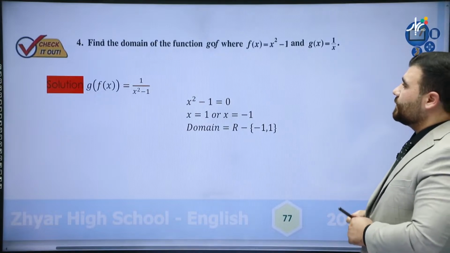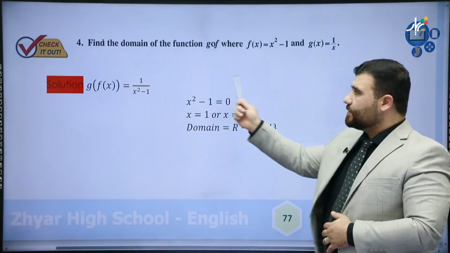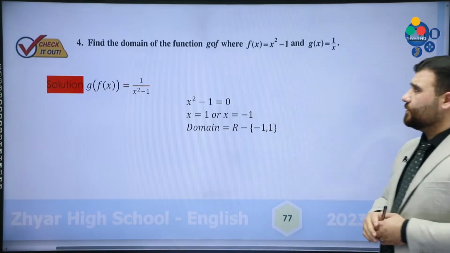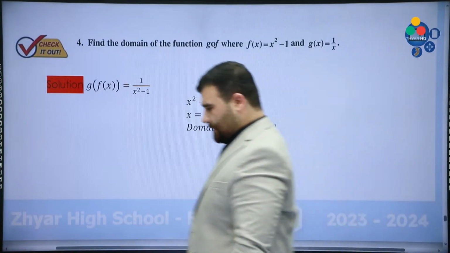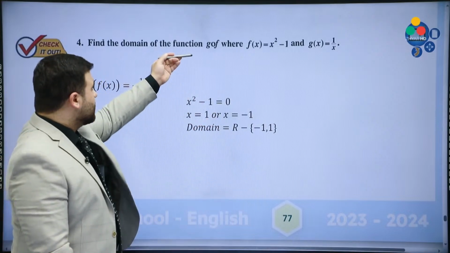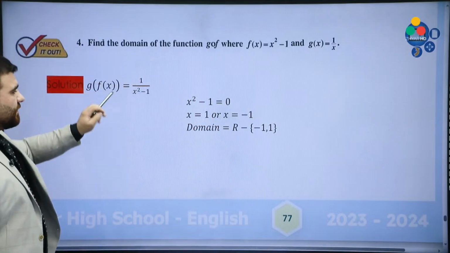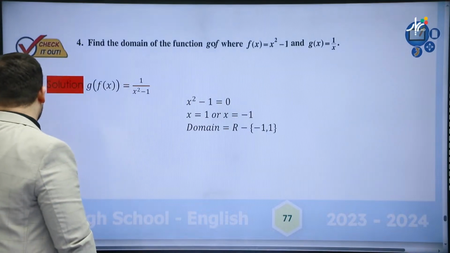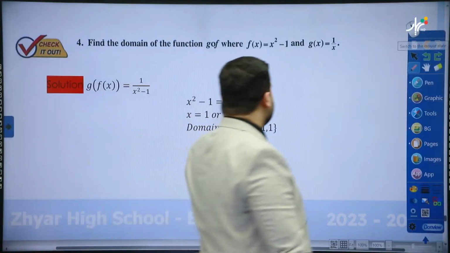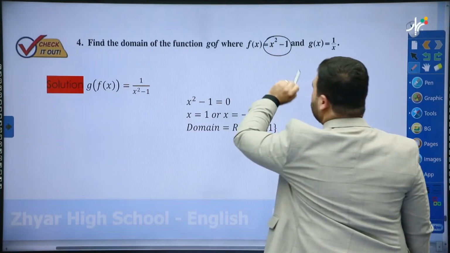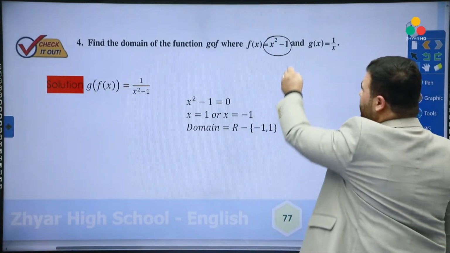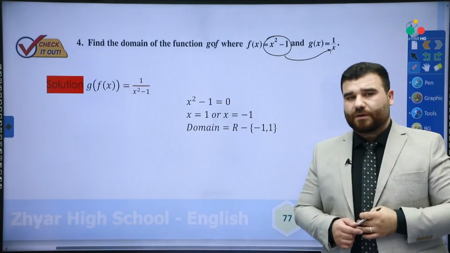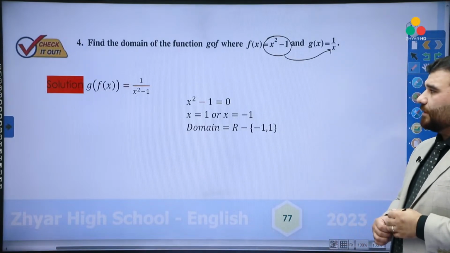Find the domain of the function g of f. g of f means put f in g. Then let's do it. g of f means f goes into function g. What is f? f is x squared minus 1. f goes in g means f goes in place of this x. That is 1 over x squared minus 1.